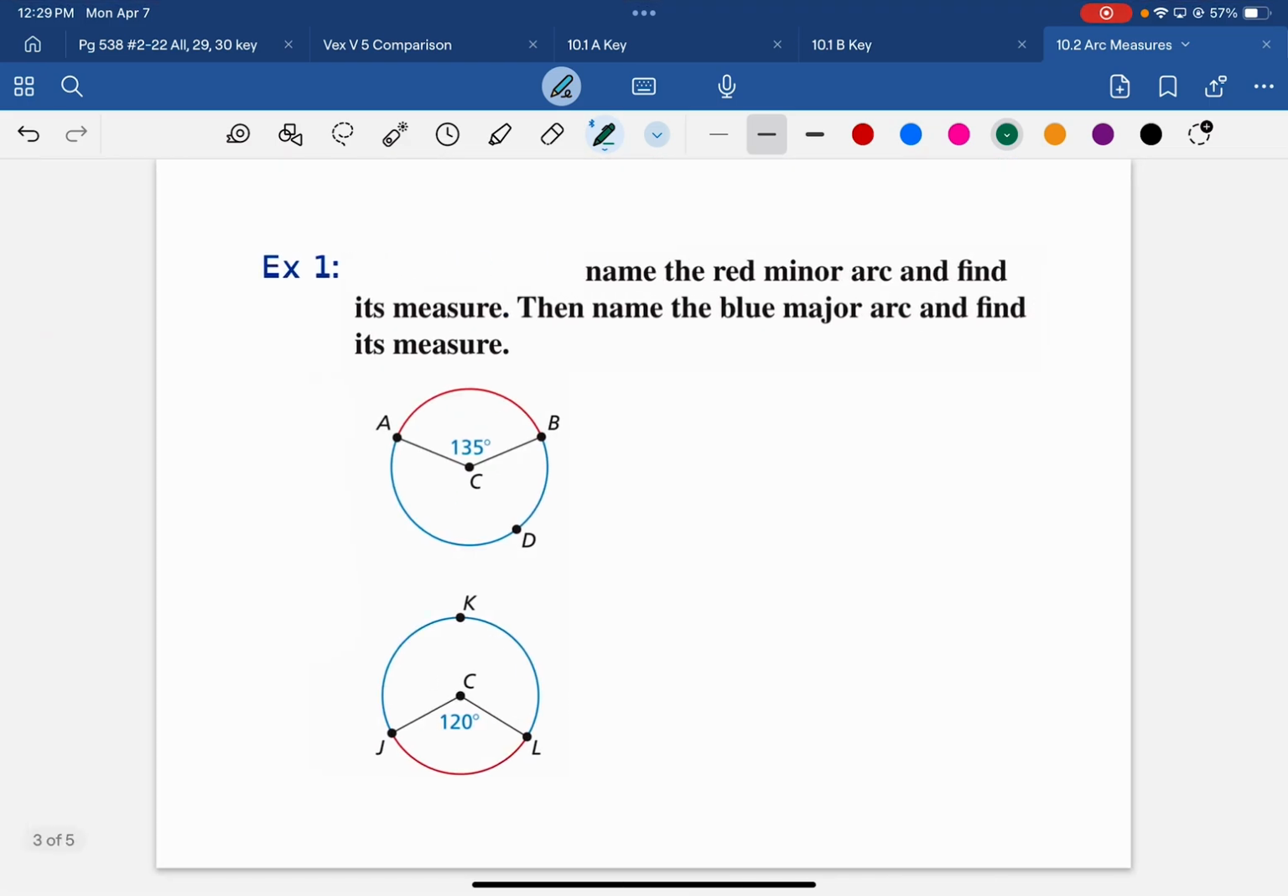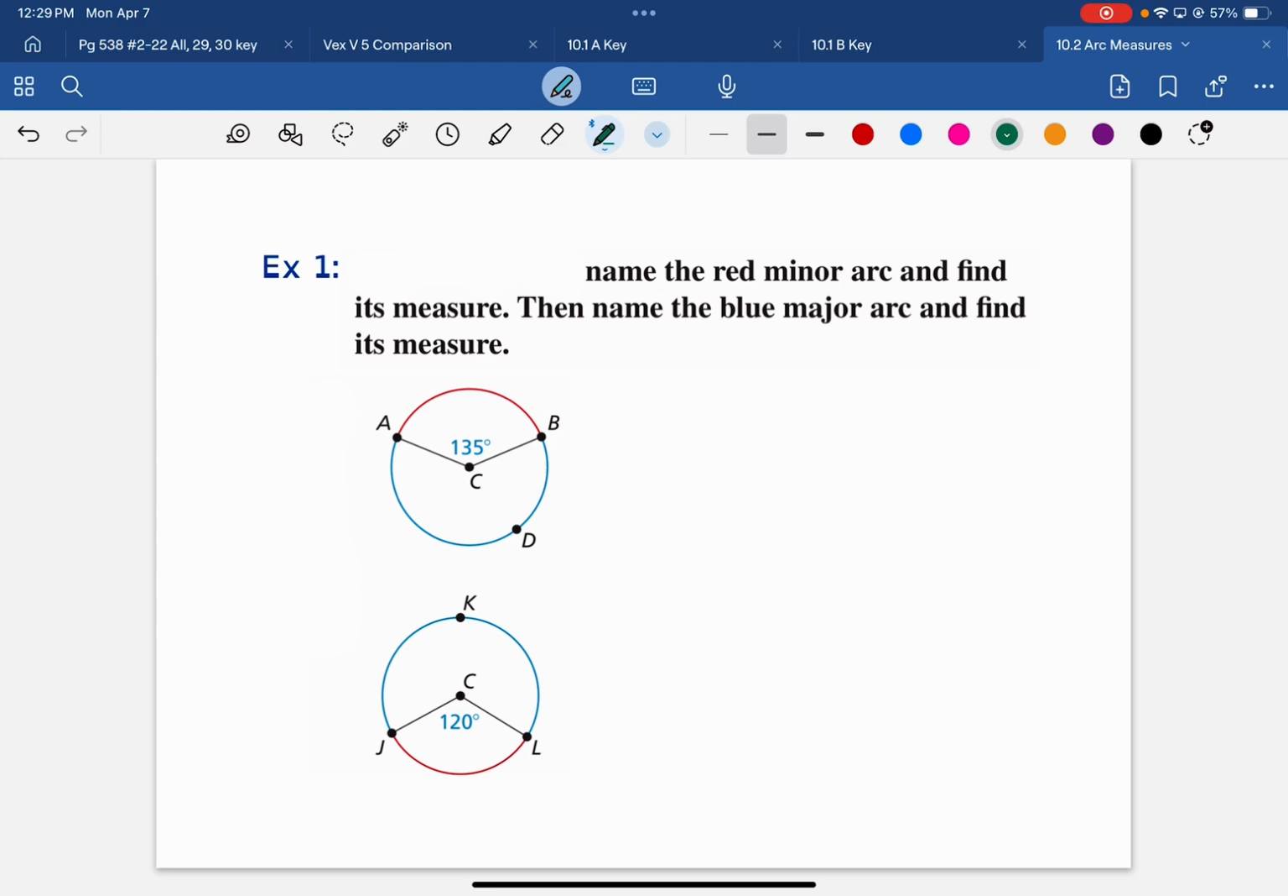All right, real quick review. Minor arc is less than 180. Which one is greater than 180? Major arc. How many letters do I name a semicircle with? 3. How many letters a minor? 2. Major? 3. Okay, so the only one with 2 is the minor.